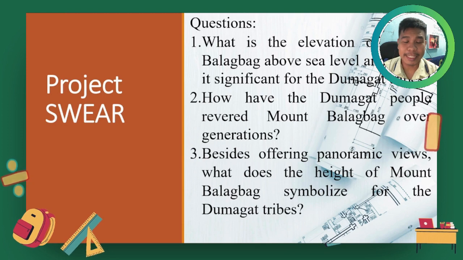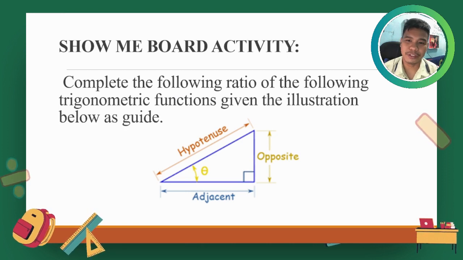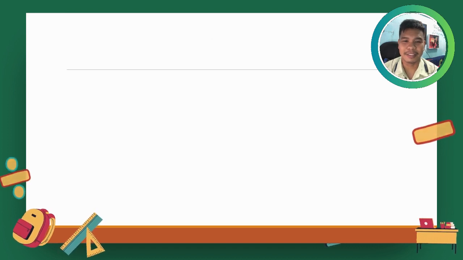Speaking of elevation, let us now proceed with our lesson. Let's start with the review of the different ratios in trigonometric functions. Given this illustration with the reference angle and the parts of a particular right triangle, the hypotenuse, the adjacent side, and the opposite side, I want you to write on your show me board the ratio of the following trigonometric functions. Are you ready? Let's start.